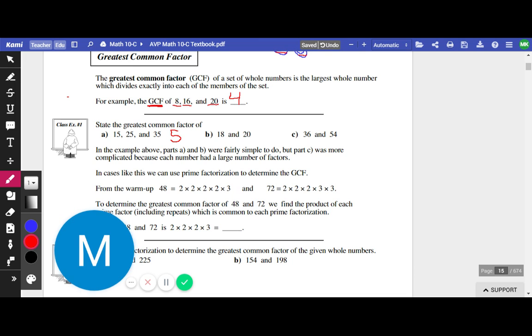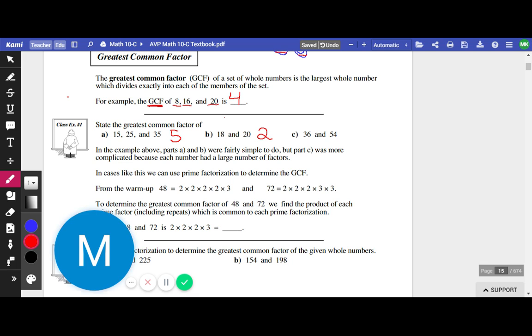If I look at 18 and 20, and I say, what's the greatest common factor there? I think it's only 2. Can anyone think of a bigger one than 2? I can't. 6 goes into 18, but not 20, so I'm pretty sure it's just 2.